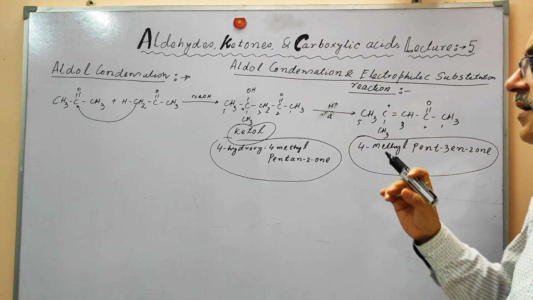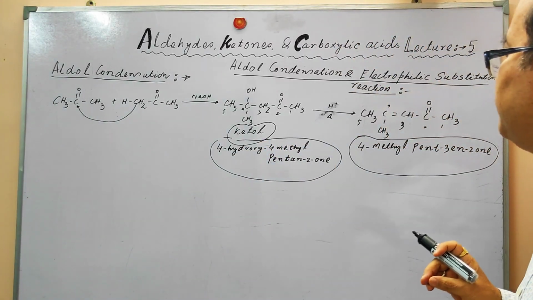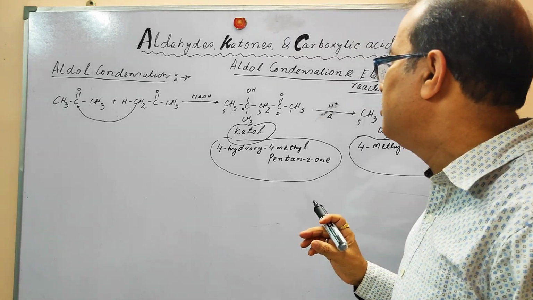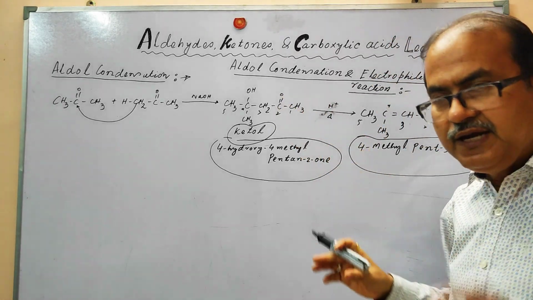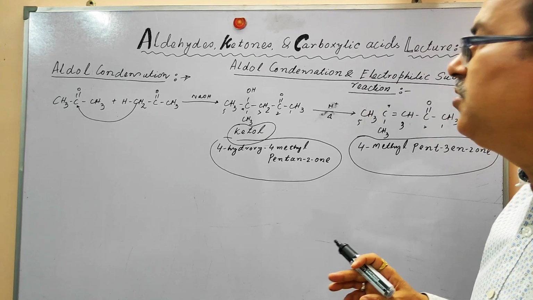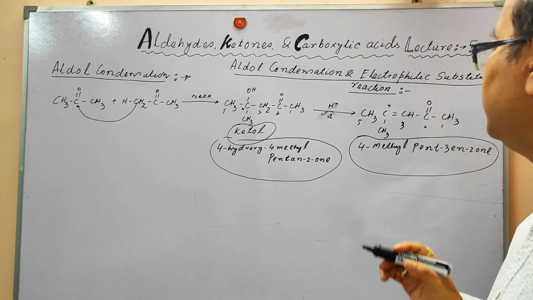But this is also, you can say, a ketone. This ketone group is associated with it, but we will commonly call it an aldol condensation irrespective of this, because in both the cases, for the aldehyde and the ketone, they have the carbonyl group. So 4-methyl pent-3-en-2-one is produced.